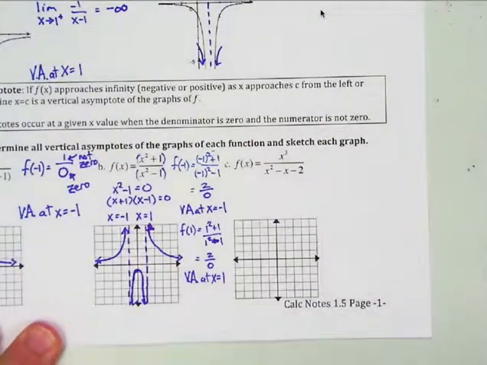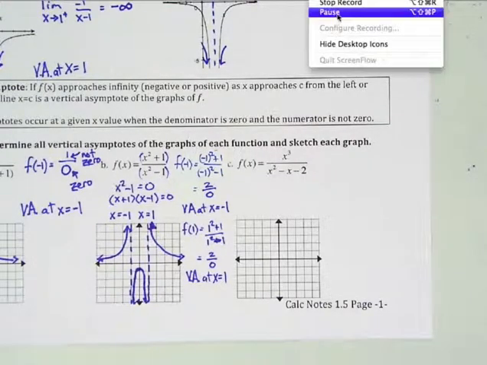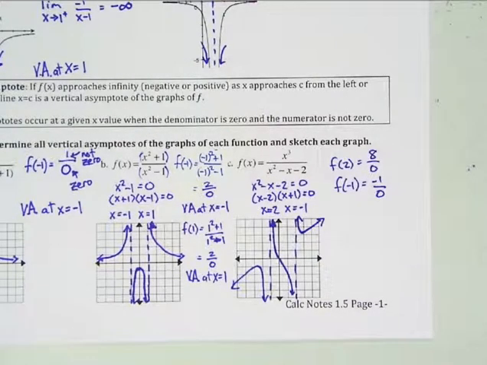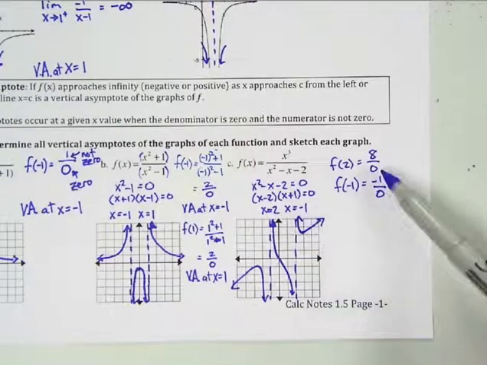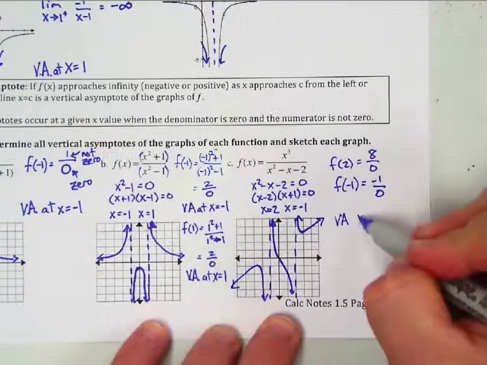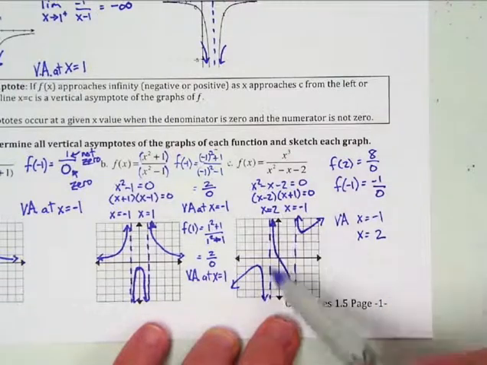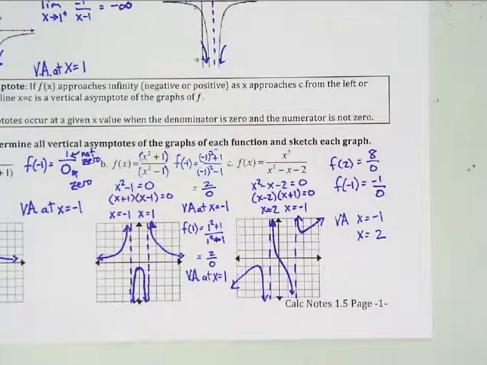All right, I want you to try letter C on your own now. Go ahead and pause the video, and when you're finished, come back and check your answer. All right, welcome back. You can go ahead and check your work through here, and you should have found vertical asymptotes at x equals -1 and x equals 2. And here is your graph and the proof of why they're vertical asymptotes. All right, so let's move on.